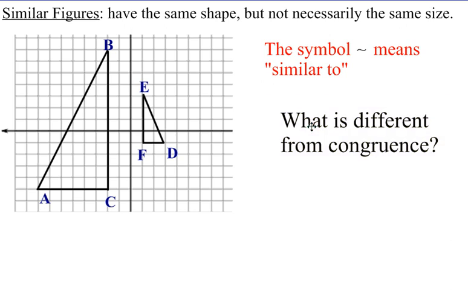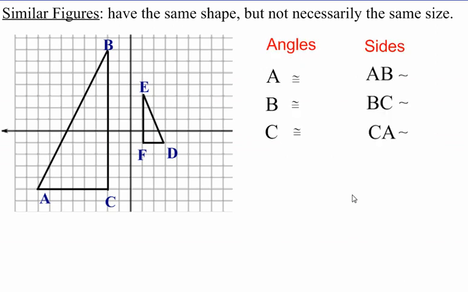Now, what is the difference from congruence? Well, first off, congruence has a different symbol. It has an equal sign with the similar symbol on top of it, because congruence means that it's exactly equal to. So in order for two figures to be congruent, they would have to be exactly the same size. It is possible for figures to be similar and congruent, but it's not possible for two similar figures to be congruent. Now let's take a look at how we talk about sides and angles.